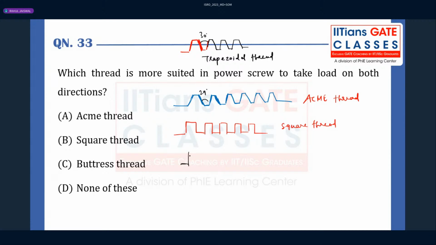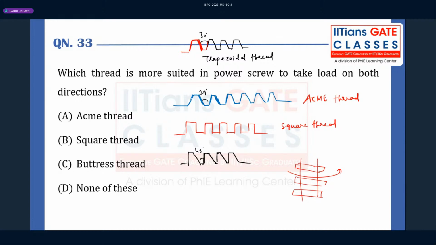And here we have the buttress thread, where the included angle is 45 degree. Take a screw jack, for example. In the screw jack, we have threads. Let's say we want to lift a machine, then we rotate in one particular direction and we are able to lift the machine. If we want to lower the machine, we can just rotate in the other direction, so that we can lower the machine by using that thread.